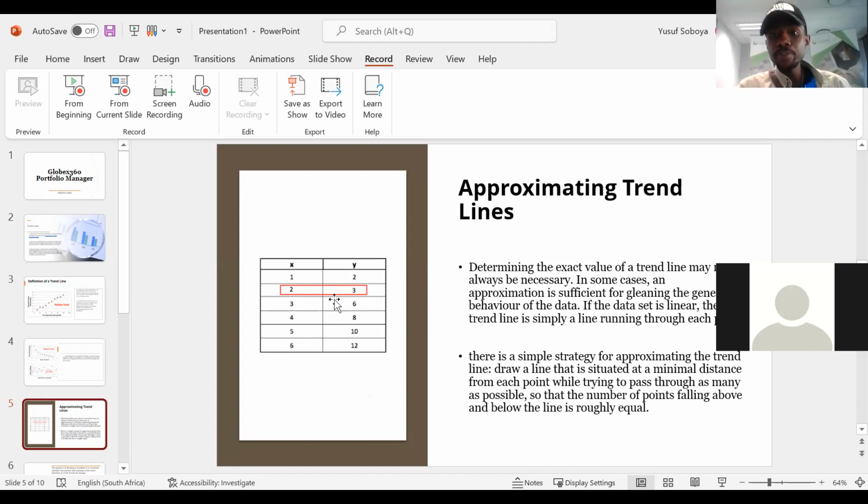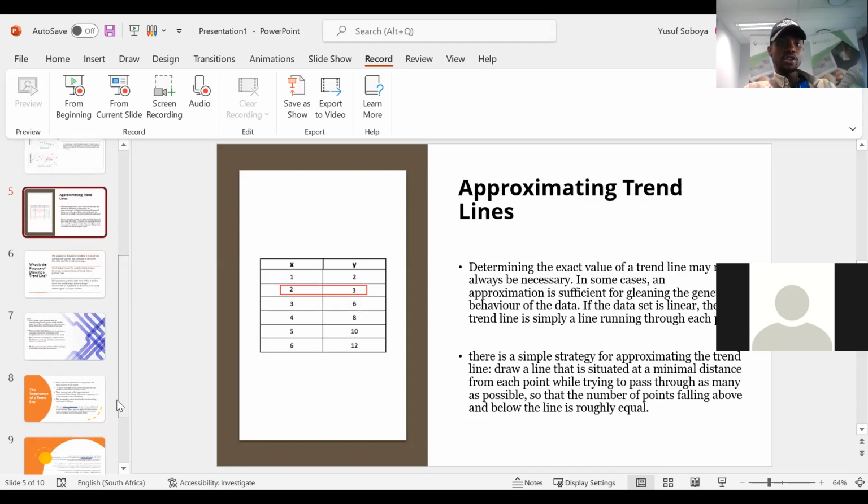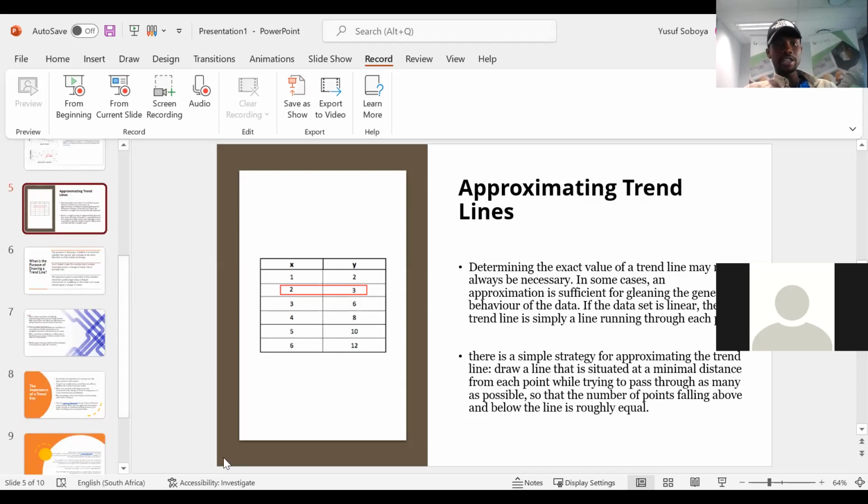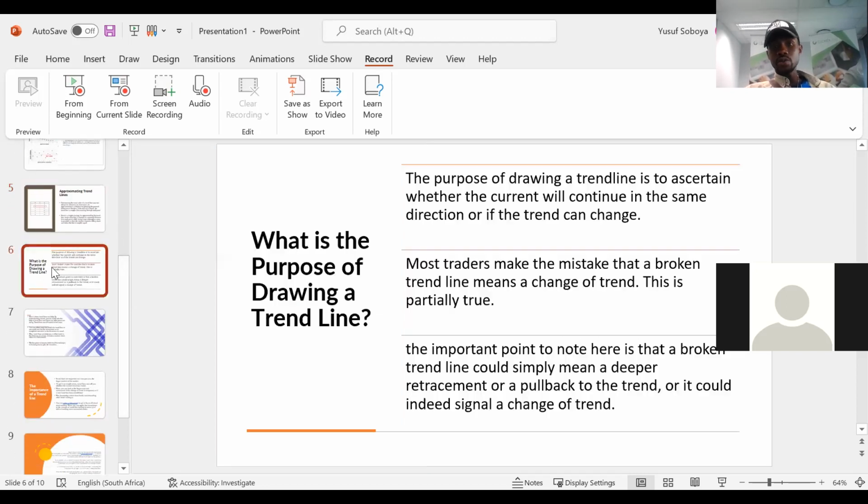There is a simple strategy for approximating a trend line. Draw a line that is situated at a minimum distance from each point, trying to pass through as many as possible, so that the number of points falling above and below the line is roughly equal. All right, I'm not sure if you are understanding the briefing of it. Maybe you're going to understand when you get to the technical part of it on the chart.